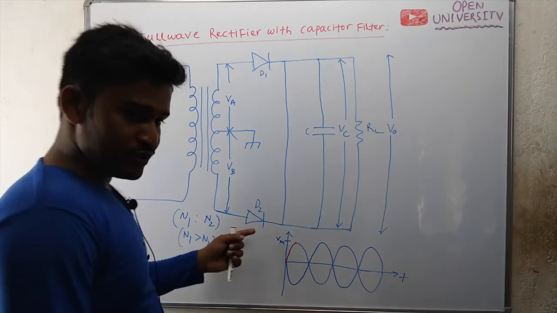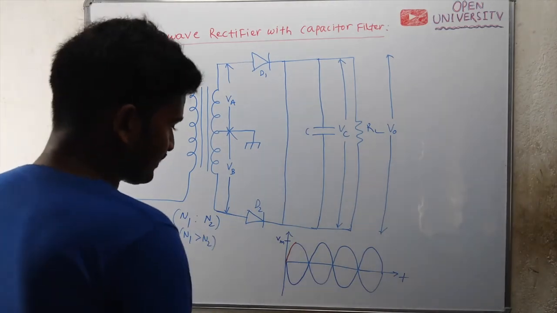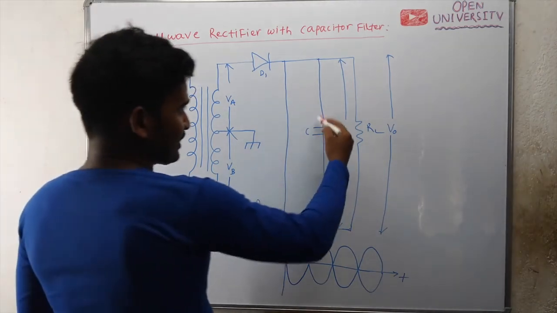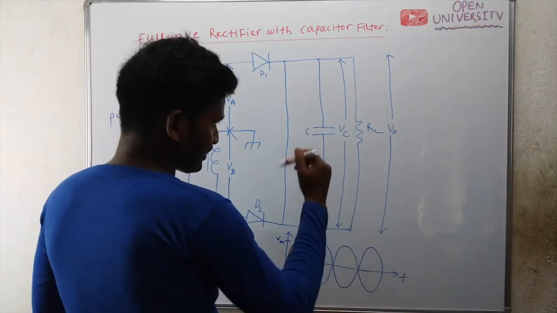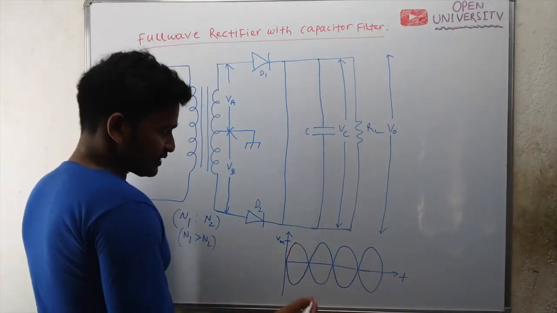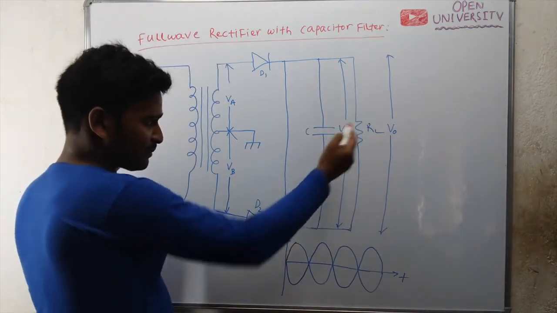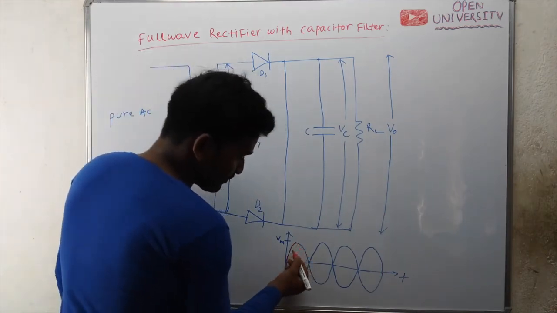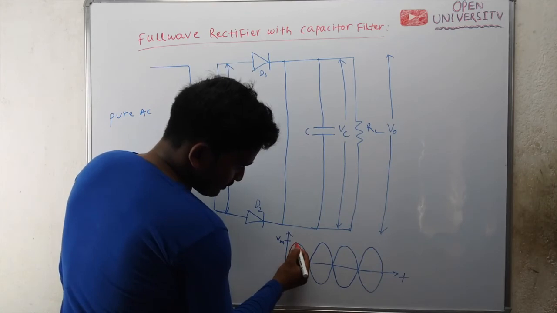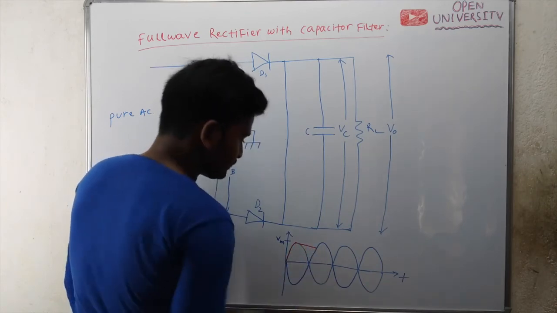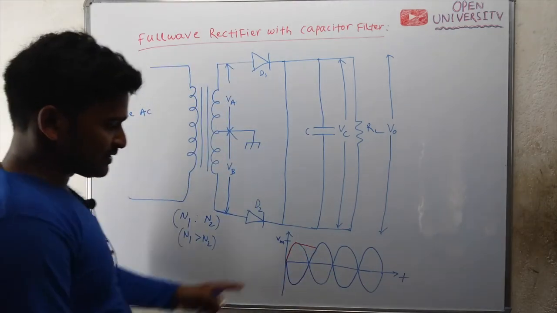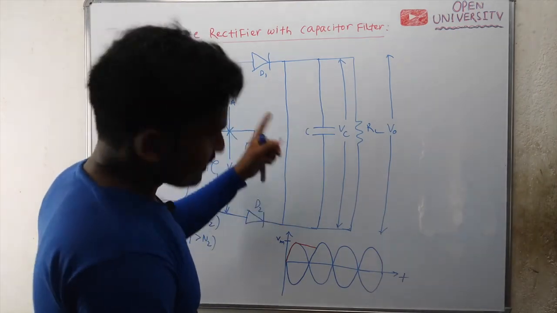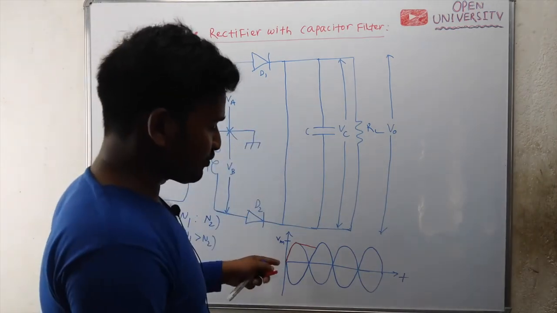D2 is already reverse biased. Then what will happen? Capacitor will discharge through RL. The discharging time constant is very large, so the capacitor will discharge slowly. But the charging time constant is very small, so it will charge to the input voltage very fast.